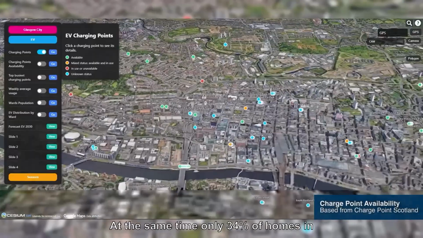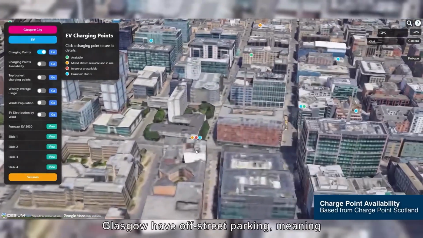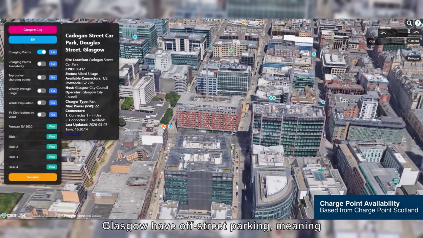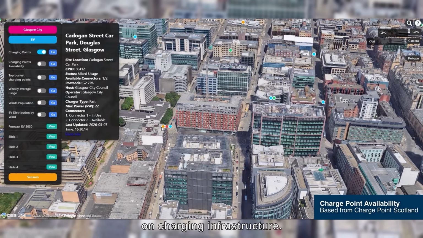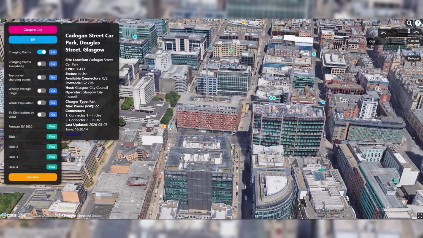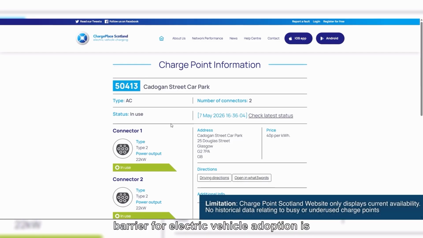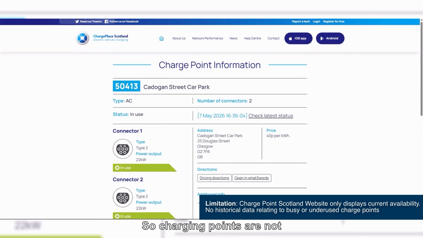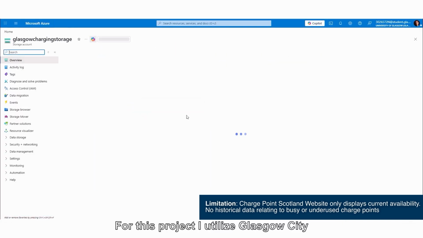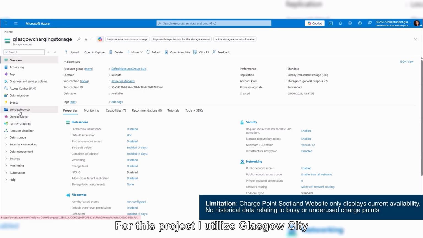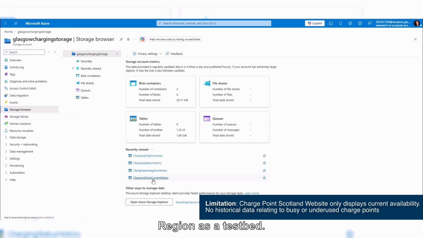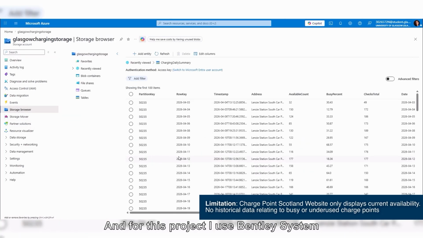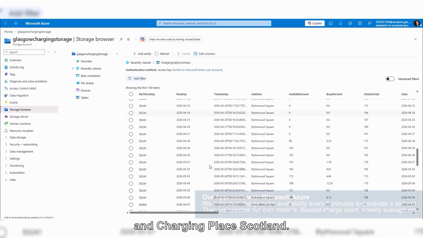At the same time, only 34% of homes in Glasgow have off-street parking, meaning that most people depend on charging infrastructure. Survey data also shows that a main barrier for electric vehicle adoption is lack of infrastructure. So charging points are not optional, they're essential. For this project, I utilized the Glasgow city region as a test bed. I used Bentley Systems Cesium, Microsoft Azure and Charge Place Scotland.